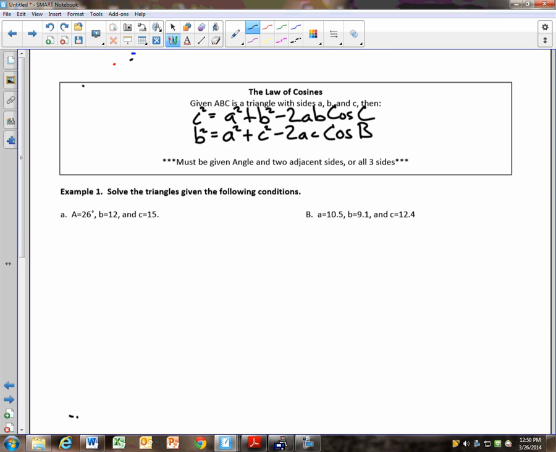And you could write it like this. A squared is equal to B squared plus C squared minus, right.